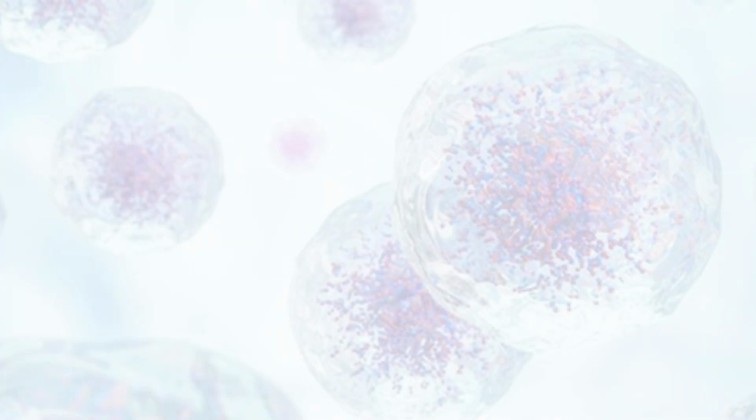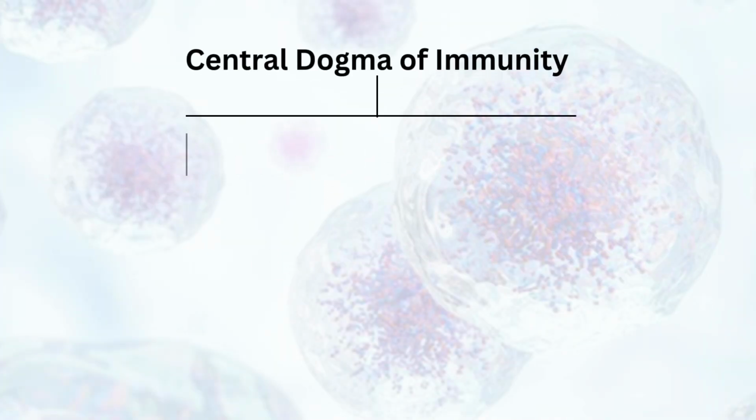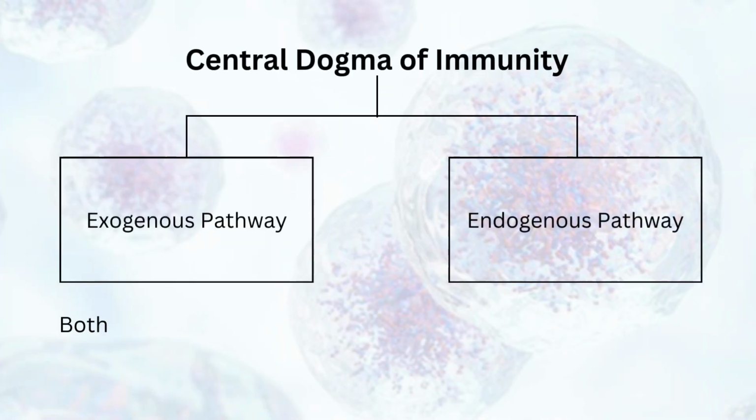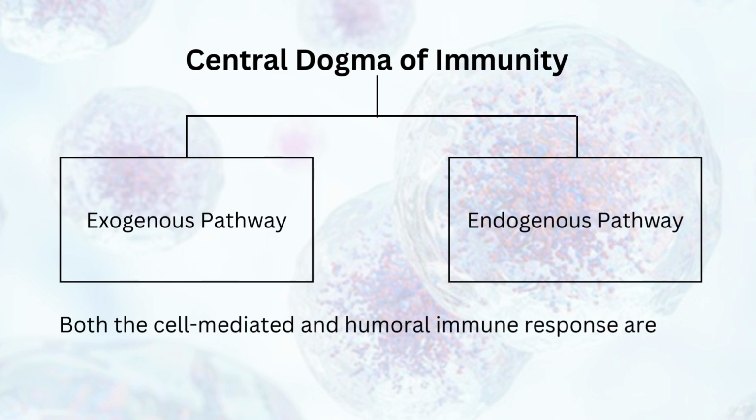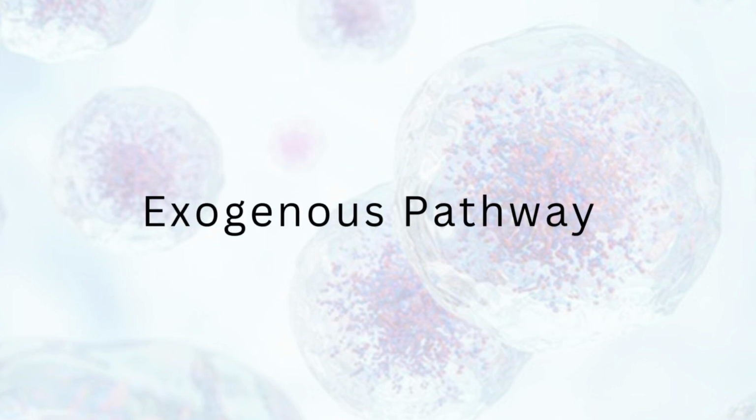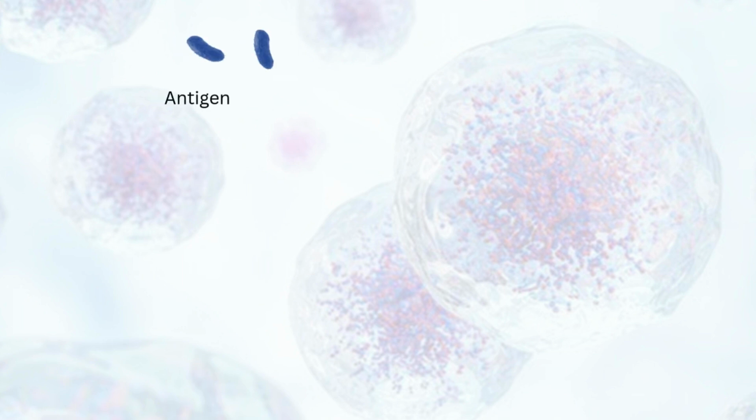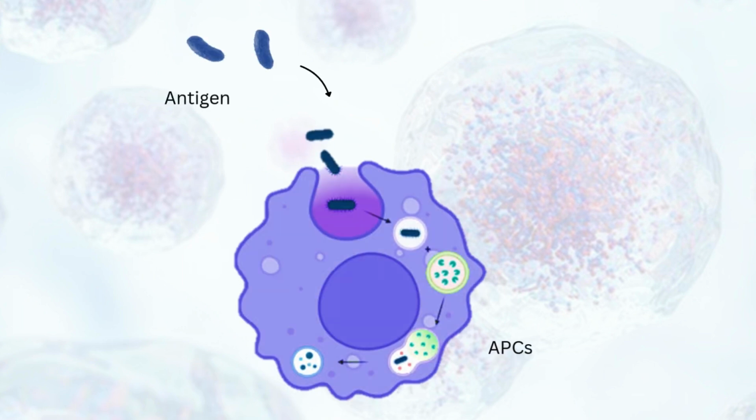The central dogma of immunity comprises two pathways, exogenous and endogenous. Both the cell-mediated and humoral immune responses are the result of these pathways. In the exogenous pathway, when an antigen enters the host body, it is taken up by the antigen-presenting cells, which can be either macrophages or dendritic cells.